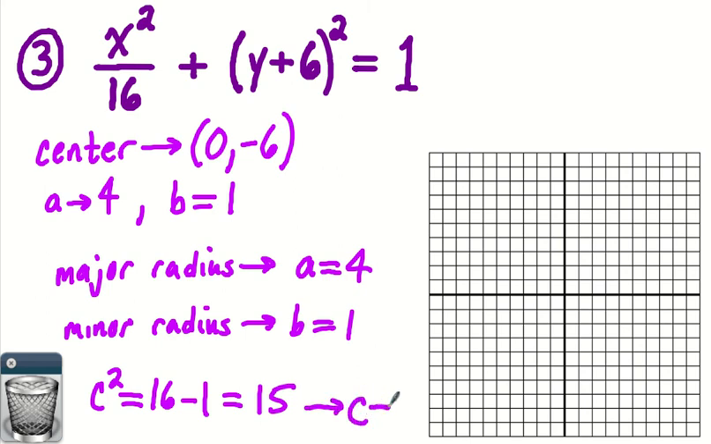And so c is going to equal the square root of 15, if you ever had to graph it or talk about where the focus points were. So my center is 0, negative 6. 1, 2, 3, 4, 5, 6. Major radius is going right and left. 1, 2, 3, 4. 1, 2, 3, 4. And then just 1 and 1.